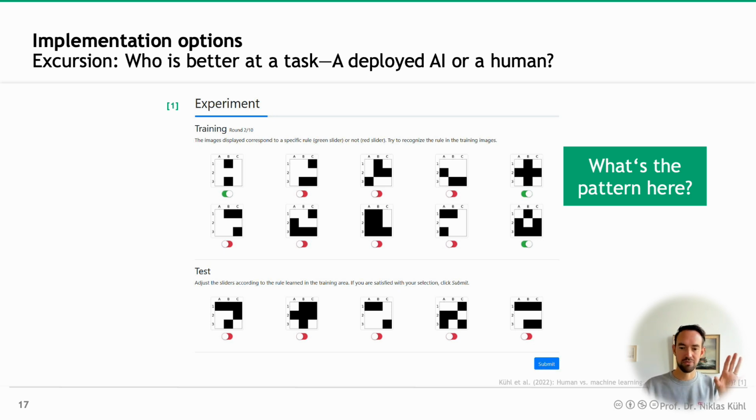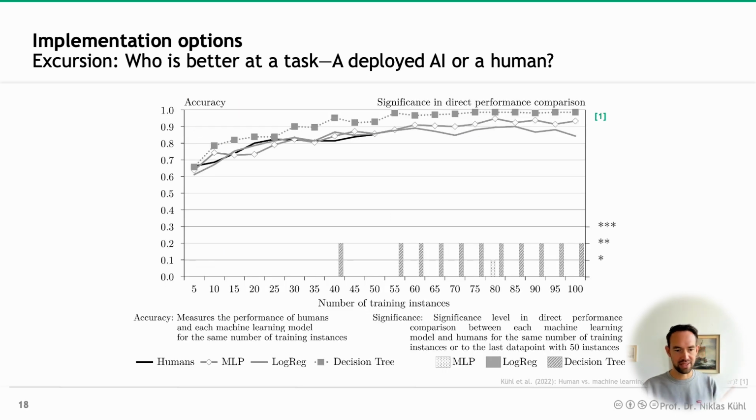But apart from what the precise pattern is here, what we did then is we looked at how many training instances does a human need in comparison to a machine learning model. And we did this to a bunch of models, as you can see down there, MLP, log-res, decision tree, and the human for comparison, which is the black line over here. And then you can look at how many training samples do you need to reach what accuracy level. And the interesting finding here is that we did that for a bunch of different patterns and for a bunch of different algorithms and with a lot of different people to make sure that the results are generalizable.